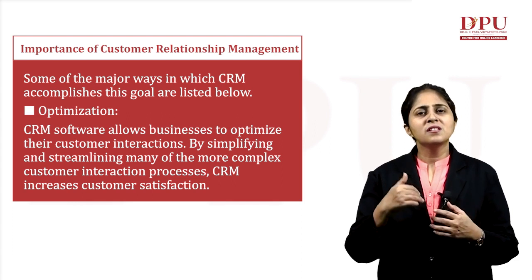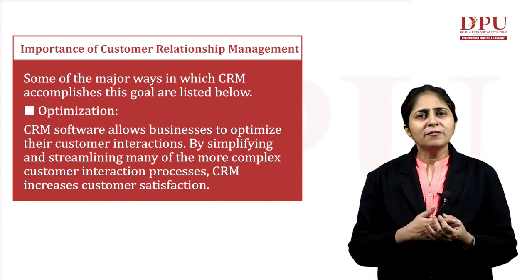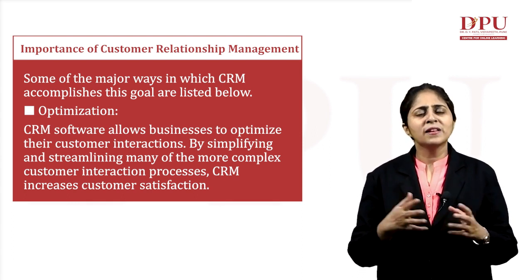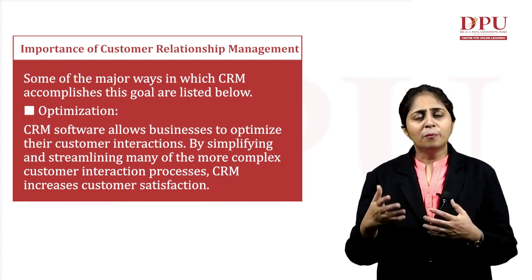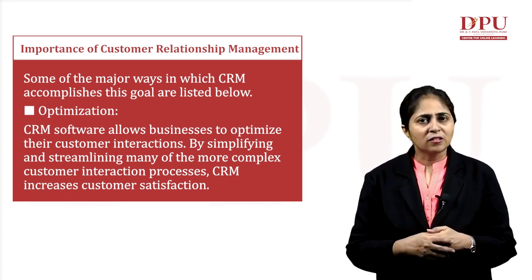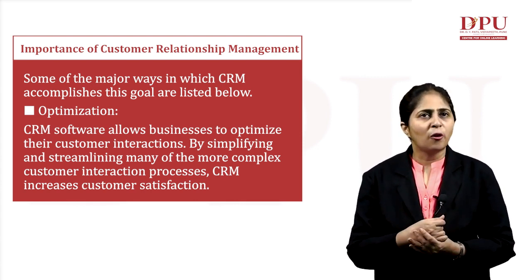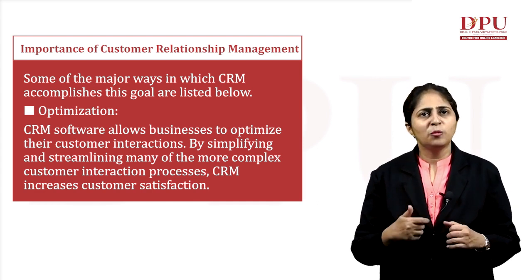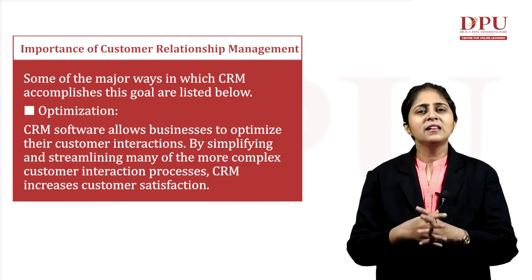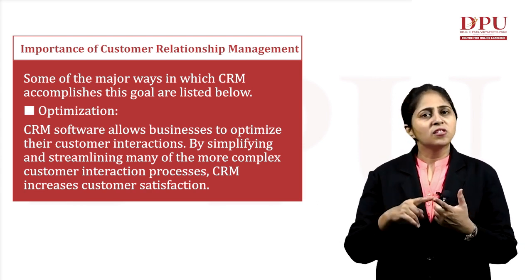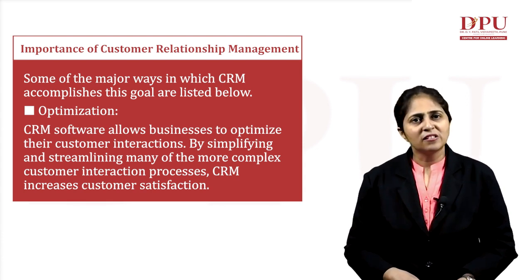We are the businesses, and they are optimizing their customer interaction. We have simplified and streamlined complex interaction processes, with the help of which we can provide our customers with satisfaction. We can help them easily get what they want. So these are a few of the major ways in which CRM accomplishes its goal of providing the customer with satisfaction. First is learning, second is organization, and third is optimization.